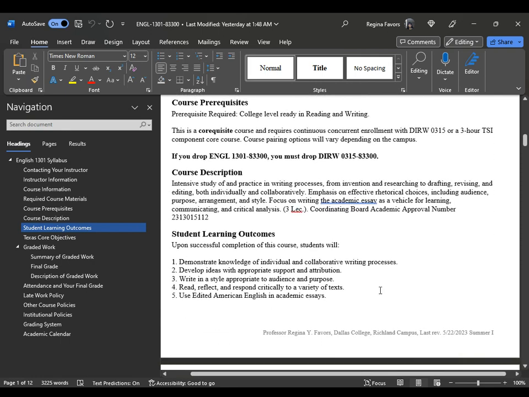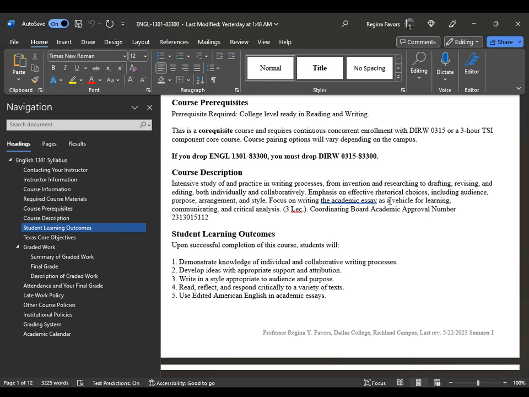So the course description: intensive study of and practice in writing processes from invention and research into drafting, revising, and editing both individually and collaboratively. Emphasis is on effective rhetorical strategies, including audience, purpose, arrangement. So the types of topics that I will teach in this course are varying topics. One of the first topics is preparing for transition.